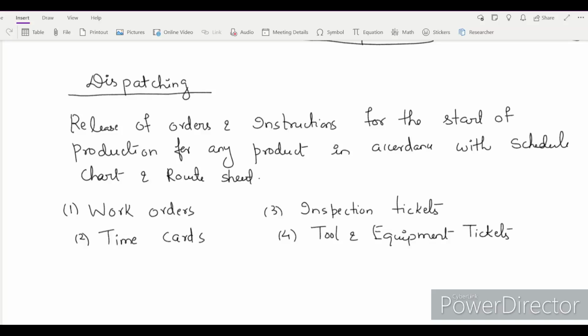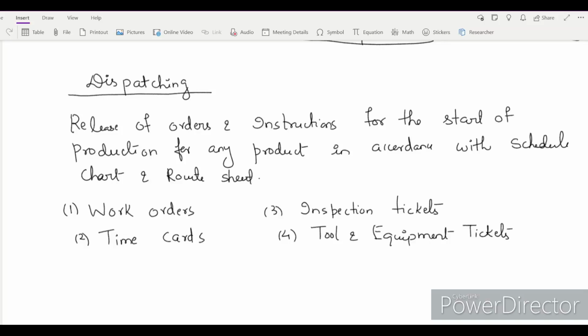Similarly, time cards. Time cards means that in planning, your time is fixed: by this time, this part of the job has to be finished. So for each operation that was planned, what is the actual time taken by that machine and by that operator will be noted down in the time cards. This operation is being done and it took this many minutes. So that is your time cards.